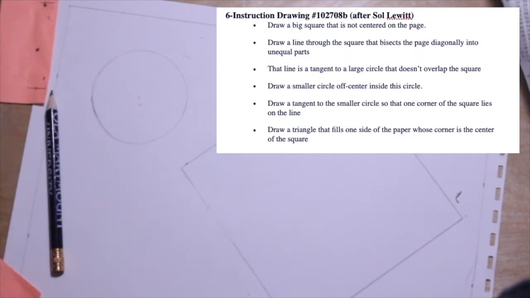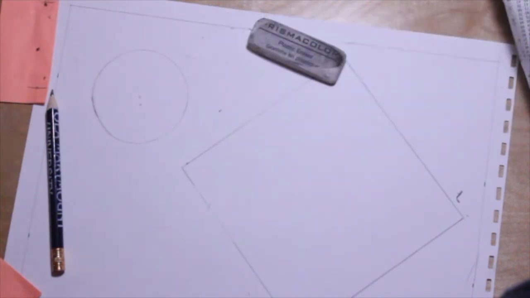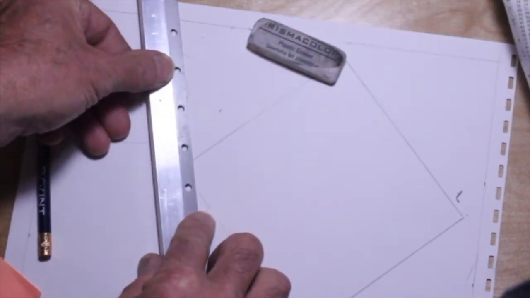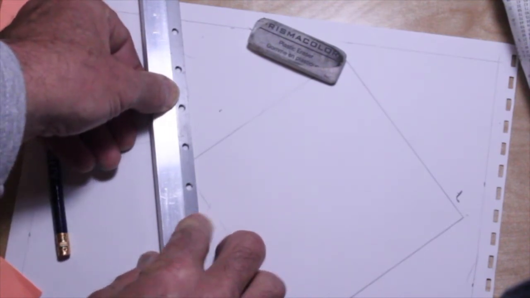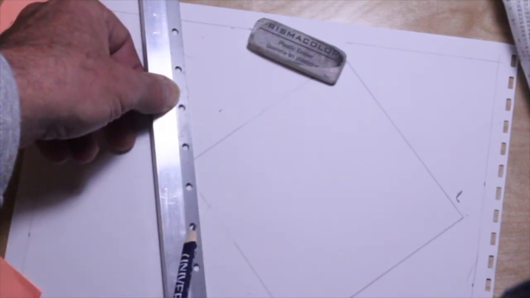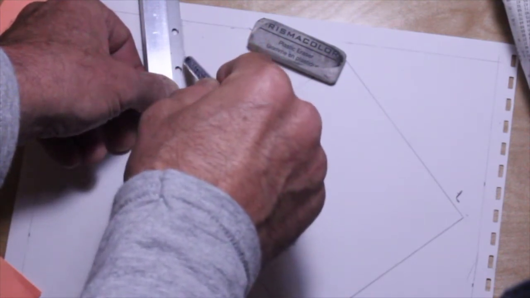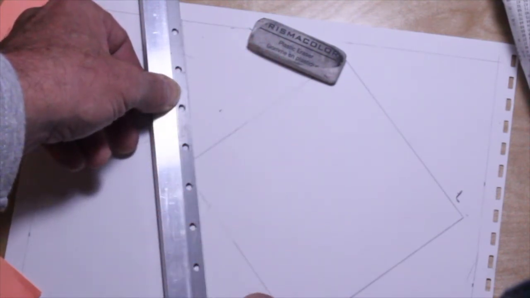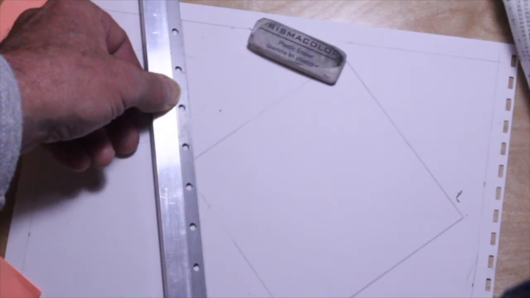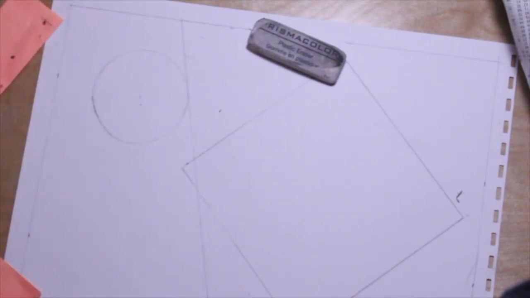Going back to my directions, it says to draw a line through the square that bisects the page diagonally into unequal parts. That line is tangent to a large circle that doesn't overlap the square. So I could go like this, right here. Okay, go like this. It goes through the square and it's a diagonal. There you go. I did that.